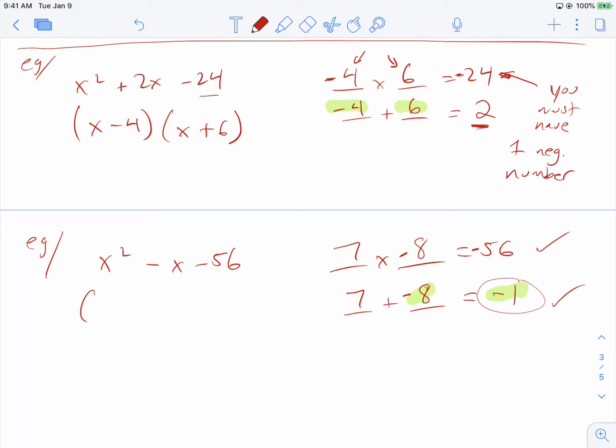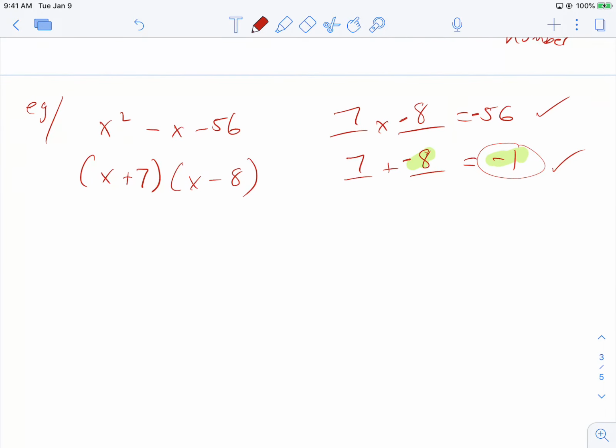Okay, so what are our two magic numbers? We have x plus 7 and we have x minus 8. So those are the two numbers we came up with.